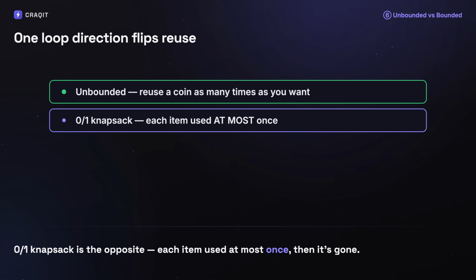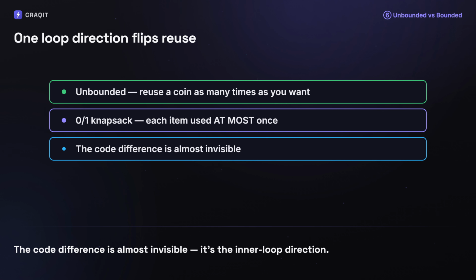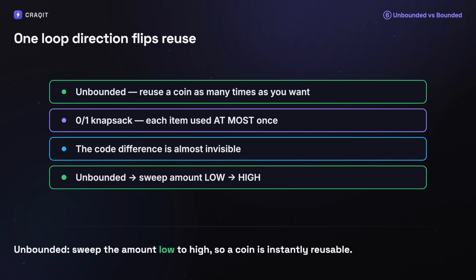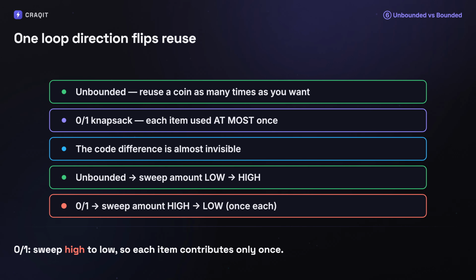And here's the beautiful part. The code difference is almost invisible. It comes down to the direction you sweep your inner loop. For the unbounded case, you iterate the amount from low to high, so a coin you just used is immediately available to use again. For the bounded 0-1 case, you iterate the amount from high to low, so each item can only contribute once. Same table, same recurrence, opposite loop direction. If you can explain why that one direction flips reuse on and off, you've proven to an interviewer that you understand Knapsack, not just that you memorized coin change.